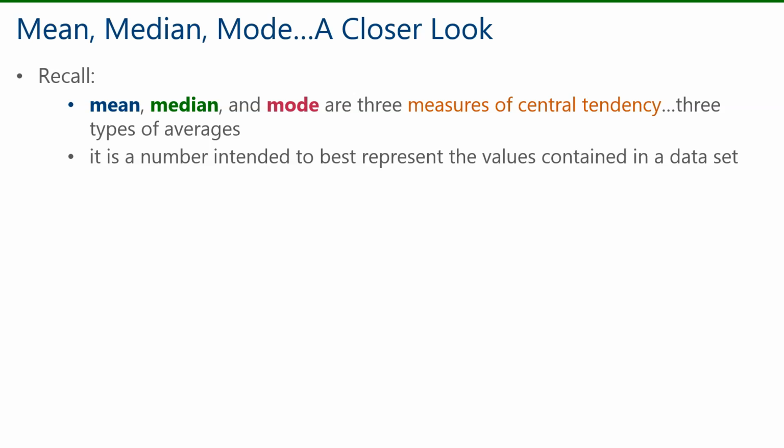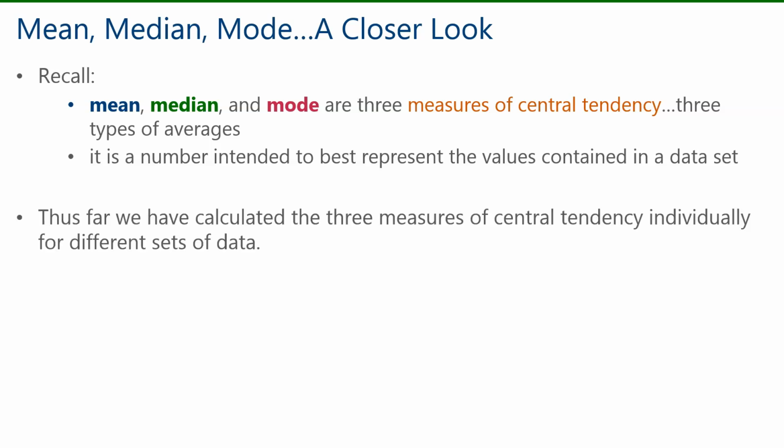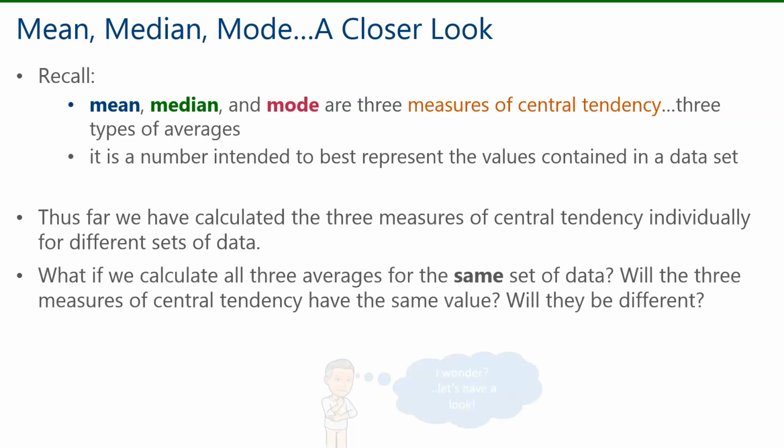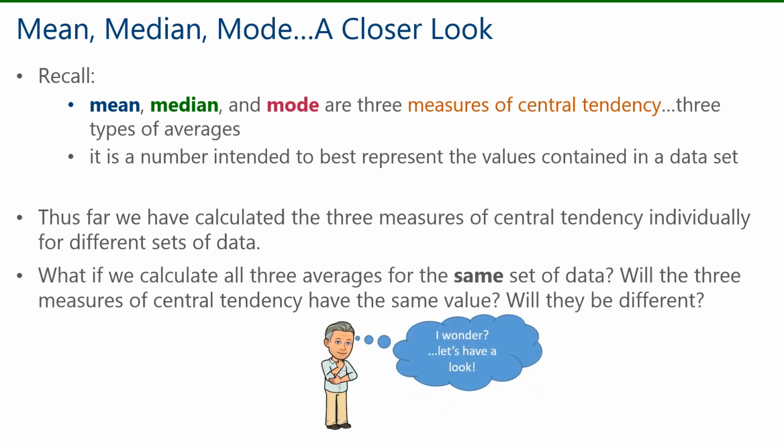Mean, median, and mode are three measures of central tendency, three types of averages. It is a number intended to best represent the values contained in a data set. And thus far, we have calculated the three measures of central tendency individually for different sets of data. What if we calculate all three averages for the same set of data? Will the three measures of central tendency have the same value? Will they be different? I wonder.